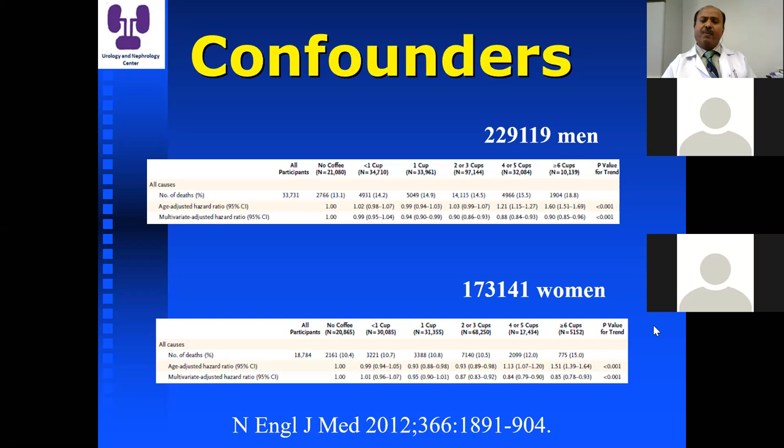a study correlates drinking alcohol and lung cancer. So there were alcohol drinkers and non-alcohol drinkers, and both groups were followed up for a period of time, and then they found that alcoholics are associated with increased risk of lung cancer. And when they adjusted for smoking, they found no significant difference. So smoking, because some of the alcoholics smoke as well. So always think of the confounders.